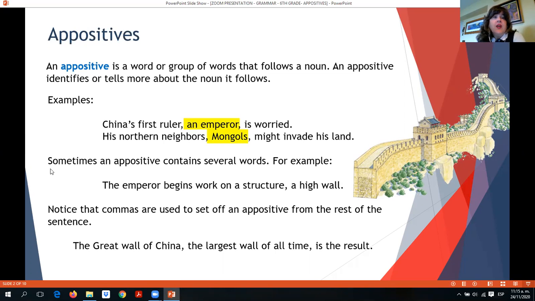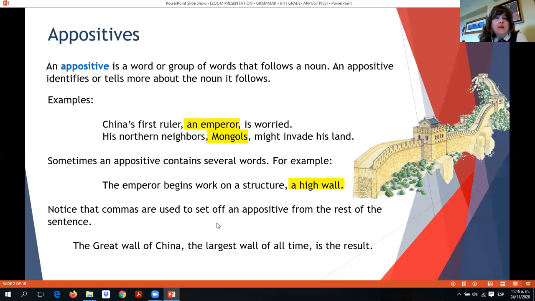Sometimes an appositive contains several words, not only one. For example, the emperor begins work on a structure, a high wall. So the words a high wall are describing this structure, okay? And as you see, it's not only one word, it's several words.